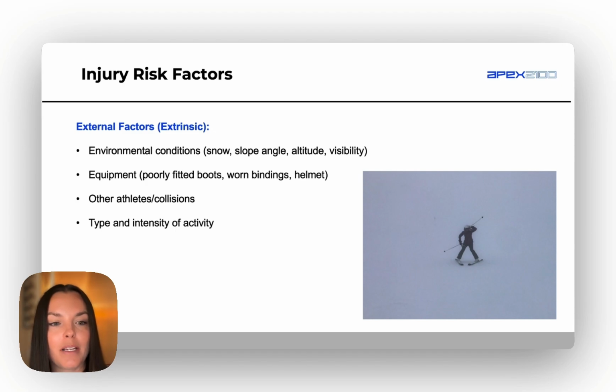And then the type and intensity of activity as well. So if we've had an injury, let's say, or we've taken a few months off training and then we suddenly jump back into it, full blast, that's when you can overwhelm the body's capacity to adapt and have an injury there. So gradual increase in training load is always very important and essential for injury prevention.